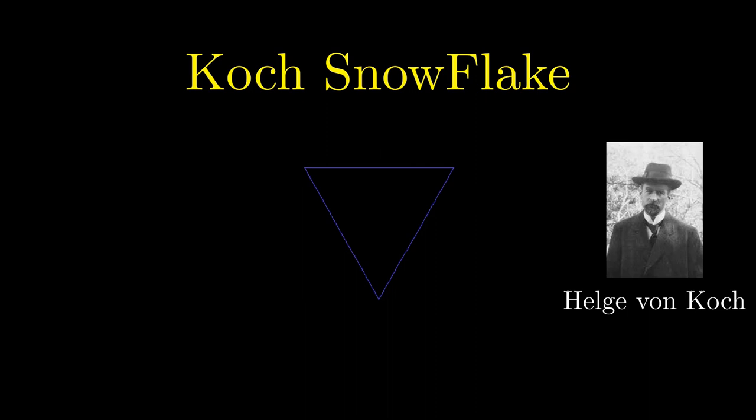Let's talk about the Koch snowflake, as described by Helge von Koch in 1904. The Koch snowflake is a fractal curve, and this video is not just about the beauty of this fractal, but also the math involved in it. Specifically, we will prove how the snowflake has an infinite perimeter while having a finite area.